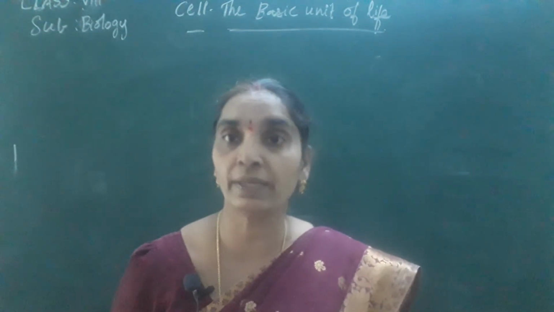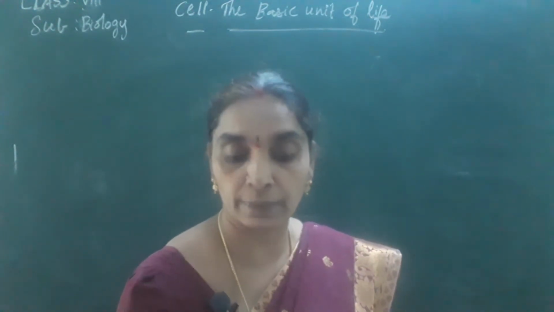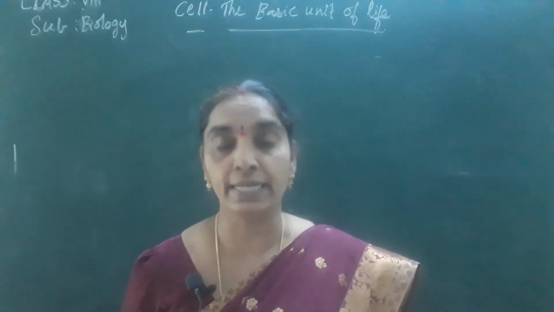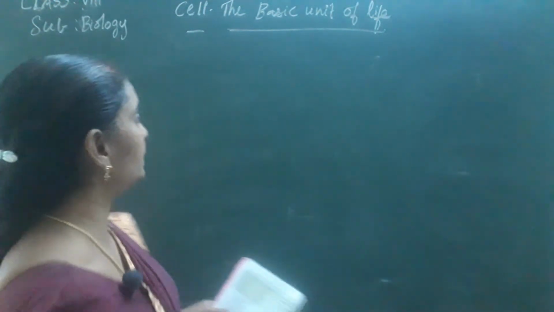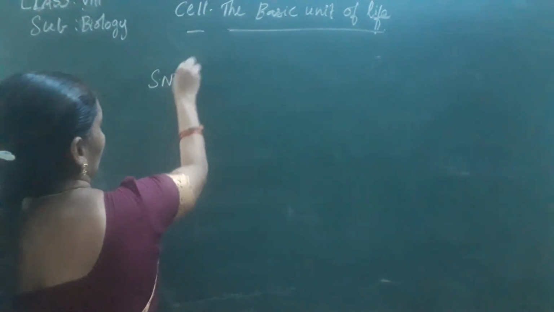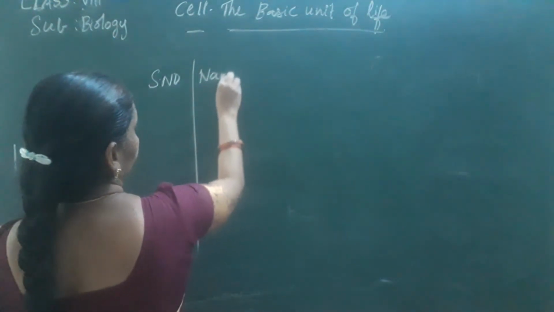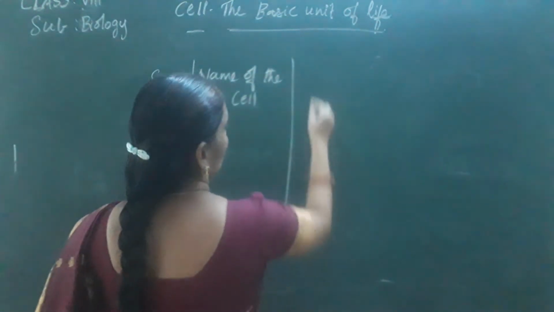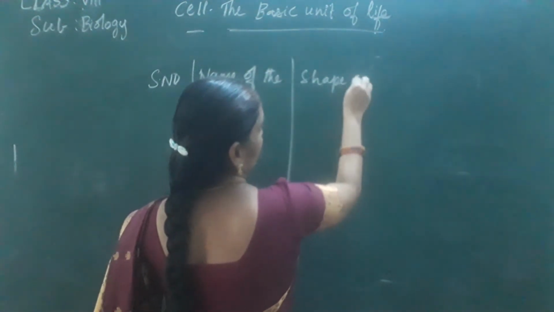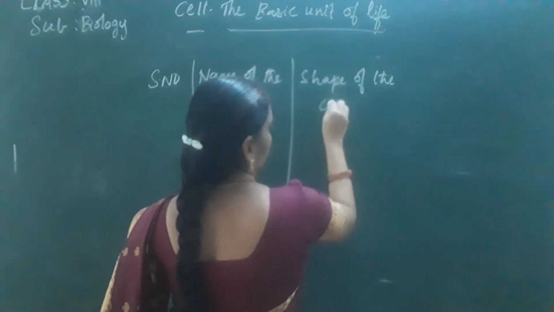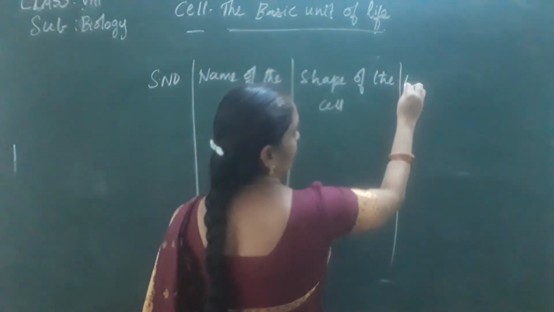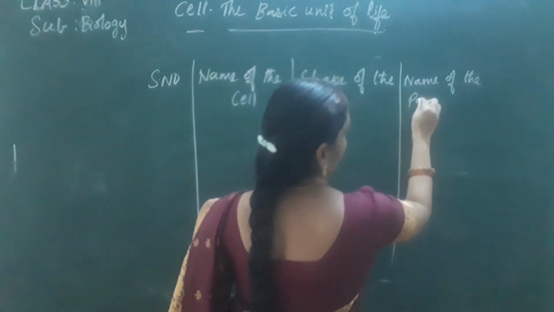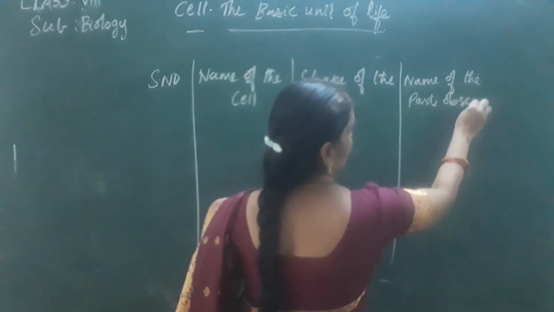This we will be confirming through a table that is given in your textbook. So try to write down and complete the table with what we have studied and understood up to now. Okay, let's start and answer the question now. Serial number, name of the cell, shape of the cell, and name of the parts observed in the cell.